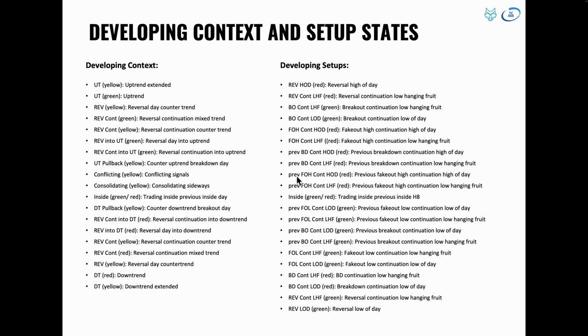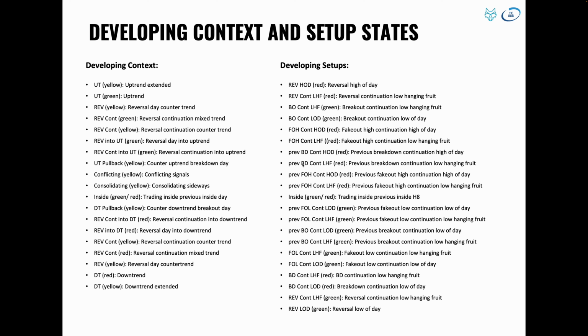Then if we have a previous, those are the even stronger setups for the system. I will show you this in a minute. Previous breakdown means the previous day broke down and the current day is trading inside. And then high of day means an 8-hour fake out high. Then you have a previous breakdown, continuation, high of day. That's a very strong setup. Then the same with low-hanging fruit, meaning the 8-hour breaks down.